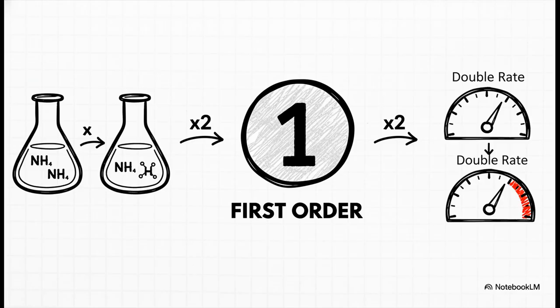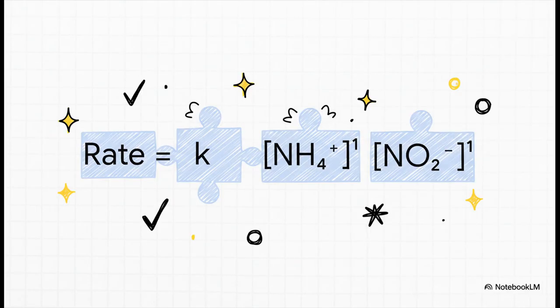It doubles again. So just like before, we double the concentration and the rate doubles in response. This means the reaction is also first order with respect to ammonium. And just like that, puzzle solved, we found the order for both of our reactants. We can now write out the complete final rate law for this reaction. The rate equals K times the concentration of ammonium to the first power times the concentration of nitrite to the first power. We did it.